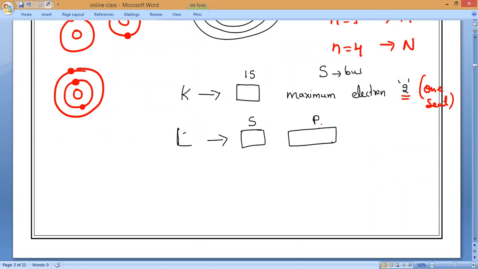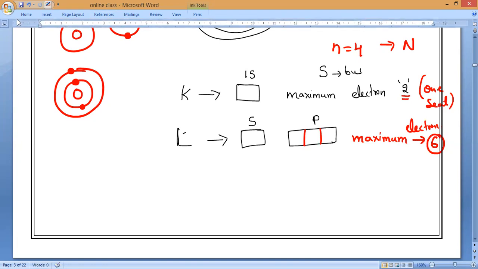Now the p bus has totally 3 seats. So maximum how many electrons can sit? Each seat holds 2 members, so 6 members can sit. Are you clear? Do you understand what I'm saying? That is what you have to remember.